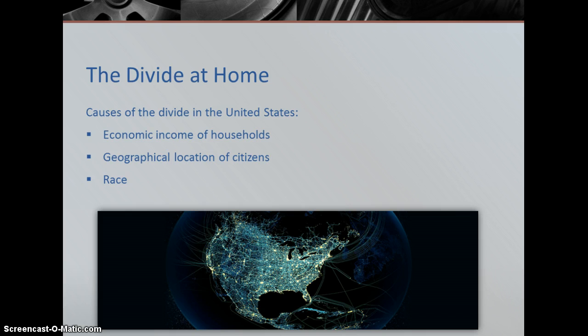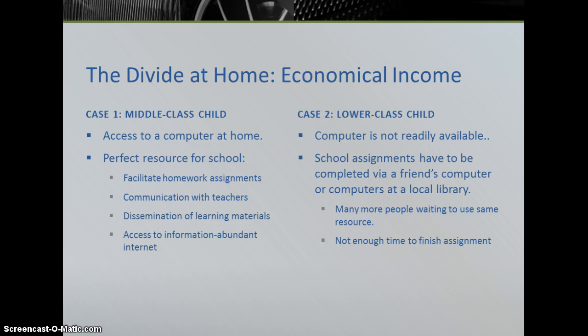There are three factors that can be attributed to the divide, and they are the economic income of households, the geographical location of citizens, and race. The first factor can be summed up by the observation that American families with a higher source of income experience a more facilitated access to technology than families who earn a lower income. To see how this can have an impact on the literacy rate and opportunities of American citizens, let us focus on the promising future contributors to society, the children of these family units.